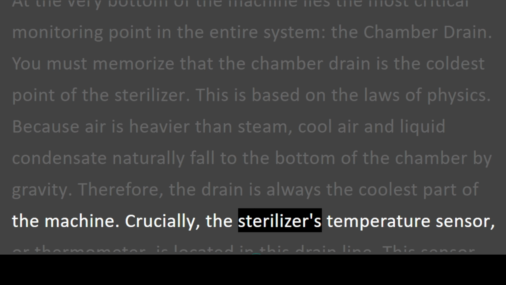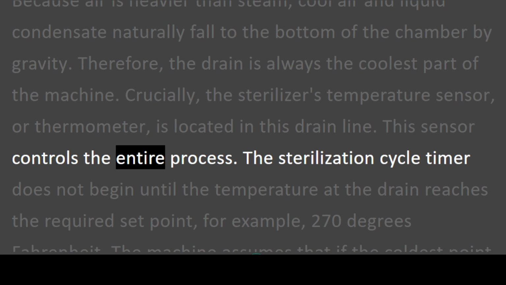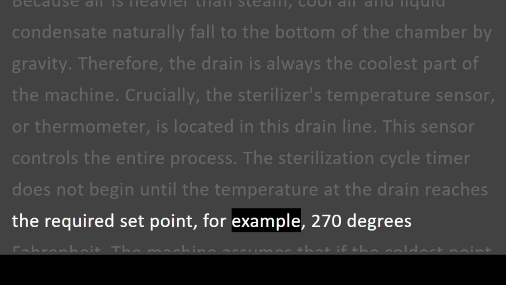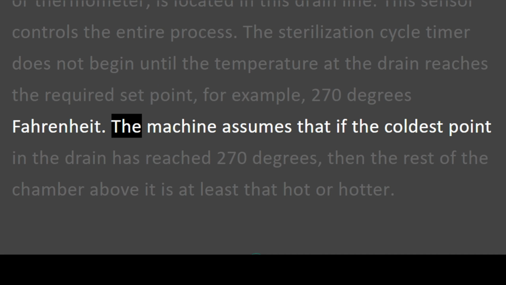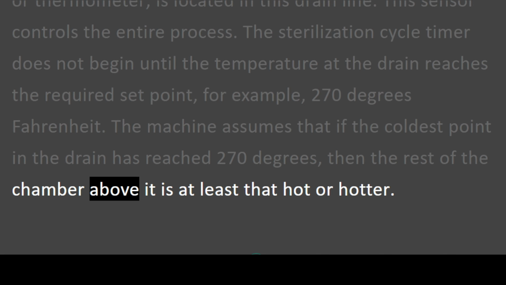Crucially, the sterilizer's temperature sensor, or thermometer, is located in this drain line. This sensor controls the entire process. The sterilization cycle timer does not begin until the temperature at the drain reaches the required set point, for example, 270 degrees Fahrenheit. The machine assumes that if the coldest point in the drain has reached 270 degrees, then the rest of the chamber above it is at least that hot or hotter.